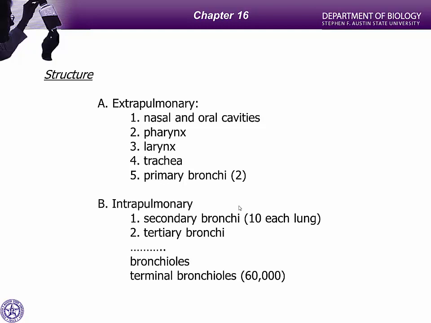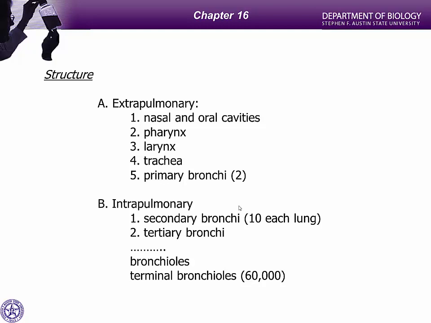Now, each one of these bronchi, one on the right, one on the left, will dive into the lung tissue itself. So now we become intrapulmonary. So each primary bronchus is going to split into secondary bronchi, and you'll have 10 on each lung, 10 on the right, 10 on the left. These will branch into tertiary bronchi.